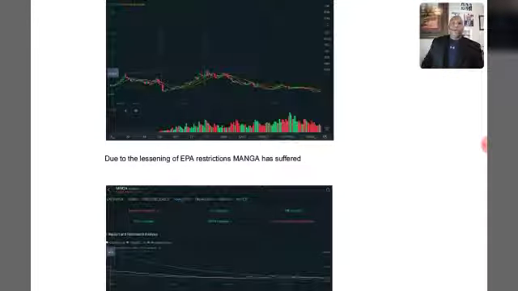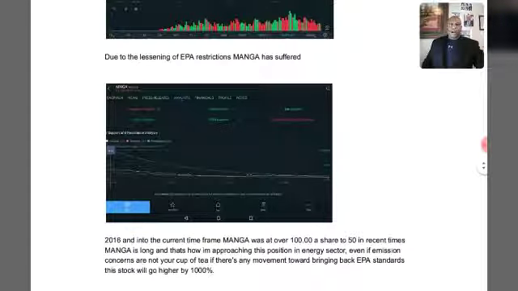Due to the lessening of EPA restrictions, MGNA has suffered. And as you can see, there's a chart there with MGNA. They do a lot of things, but basically what they do that no one else does is they make, out of waste, a certain kind of fuel that reduces hydrocarbons. It's not the main fuel that generates energy, but it is mixed in, and it is used to help burn that coal or whatever fuel you're using.